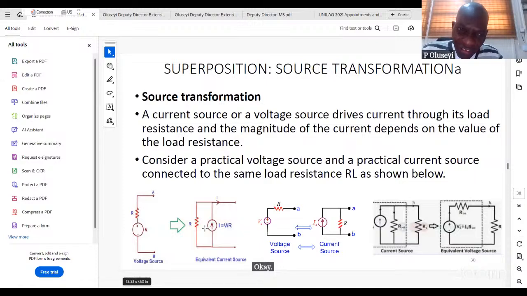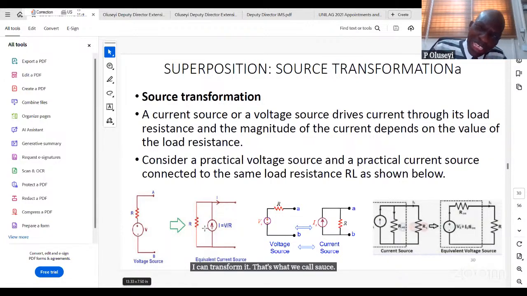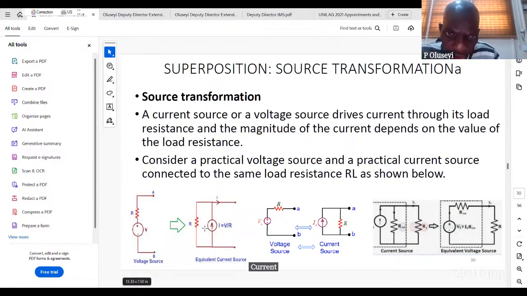Under this first circuit, the one that has voltage and a resistor, you will see that I wrote voltage source. That particular voltage source and resistance, I can transform it. That's what we call source transformation. I can transform that voltage and resistance to current and resistance. How do I do it?